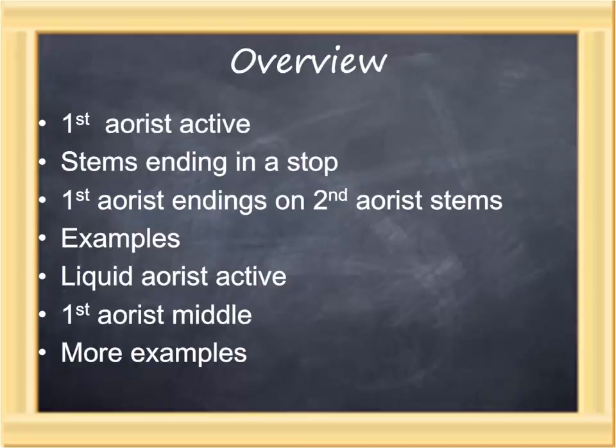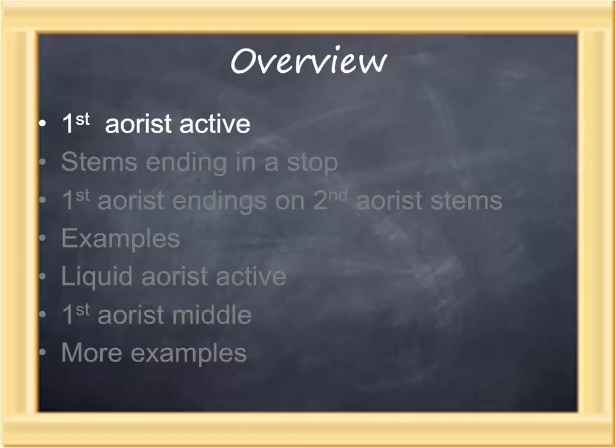In this lesson, we will take up the first aorist active, which has a tense formative. More about that in a moment. We'll follow the discussion of the form of the first aorist active by looking at slight alternatives, which occur when the stem ends in a stop. When first aorist endings show up on second aorist stems, oh my. We'll also look at second aorist actives and first aorist middles, with some examples along the way.